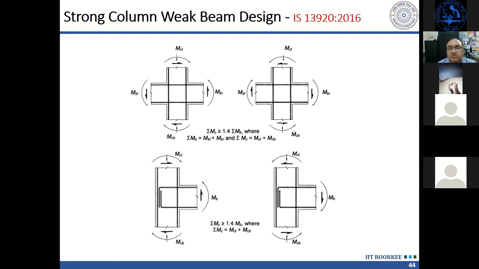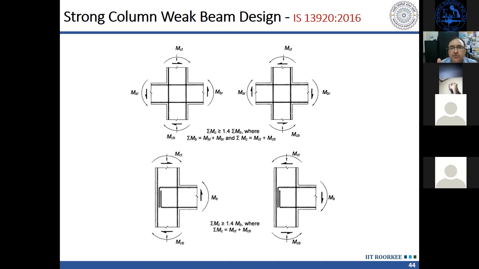And we have seen from our analysis by performing nonlinear analysis that even when you take summation MC greater than 1.4 MB, you cannot avoid formation of hinges in the columns. Hinges form in the columns in that case also. Under nonlinear time history analysis, the hinges will form, although we have designed columns stronger. Why? You may say how it is possible. Because once the beams yield, the bending moment diagram in the column changes. And due to that, the hinges form.